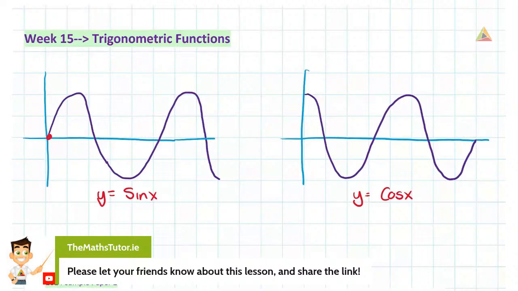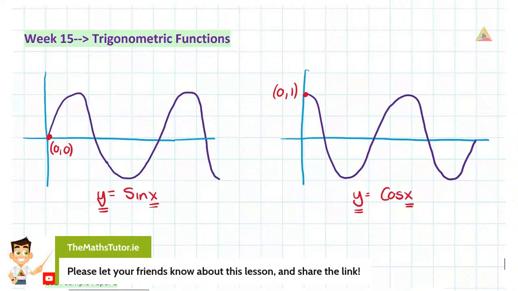If you look here, the one for sine x begins at the point (0, 0). That's because if you found the sine of 0, it should give you 0. You can check that on your calculator. And the cos function starts up here at the point (0, 1). Again, that's because if you found the cos of the angle 0, you will get 1 on your calculator. So that's a nice handy way of remembering it.